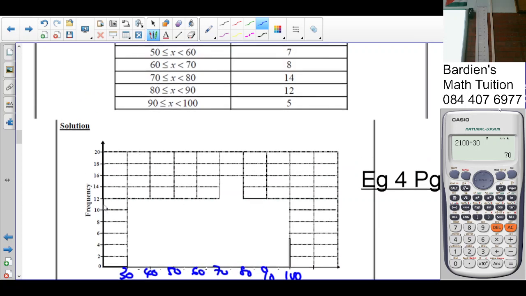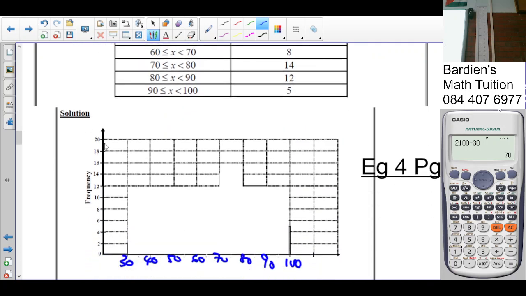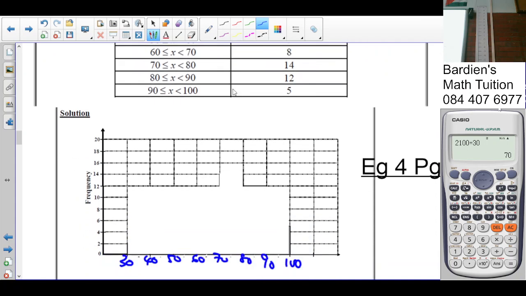Then my highest frequency value here is 14. So every entry I can make it 2, 2, 4, 6, 8 and so on. Otherwise, if you made it once, there wouldn't have been enough room to get 14 in here. Can you see it? Yes. There's 1, 2, 3, 4, 5, 6, 7, 8, 9, 10. I only get 10. That is why they chose to make every unit 2 on your y-axis. So if we look at the first entry here, we have a frequency of 2 from 30 to 40. Now these are lines here.